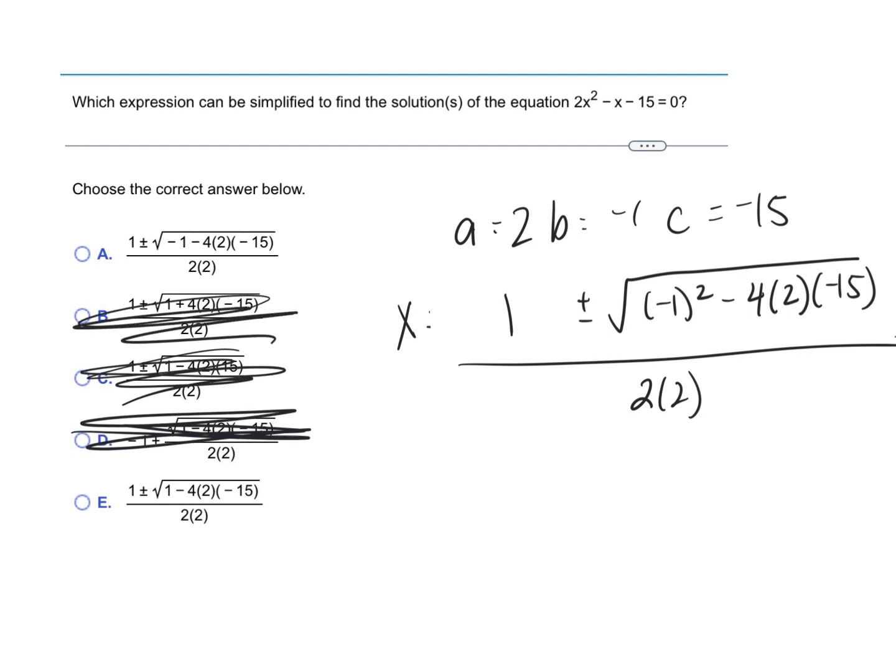Now we just have to determine, is -1 squared right here going to be 1 or is it going to be -1? Well, -1 times -1 is +1, so that means my answer should be E, because I've got +1, +1, minus 4 times 2 times -15 over 2 times 2.